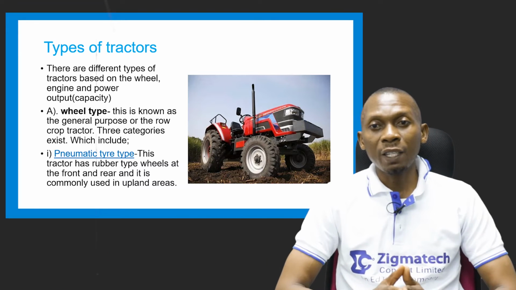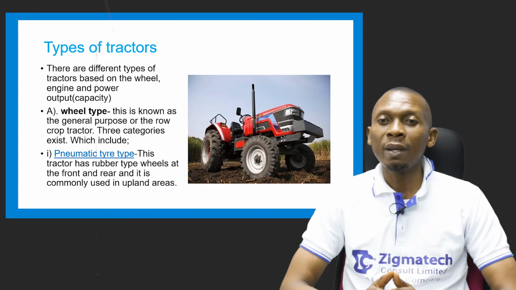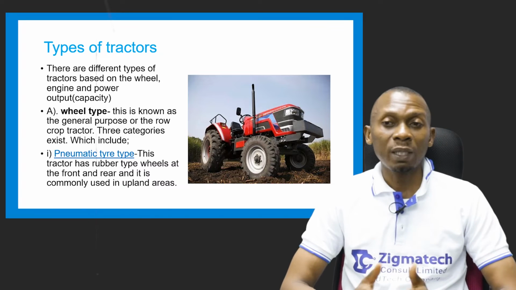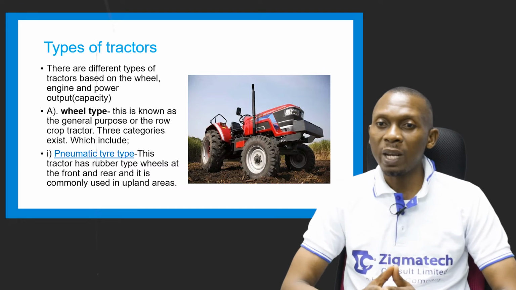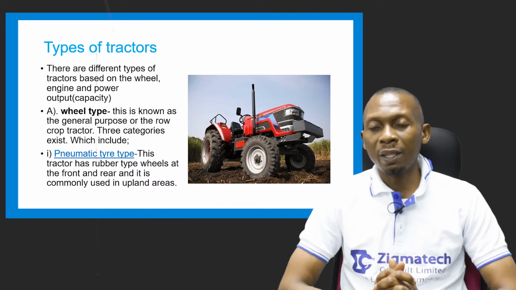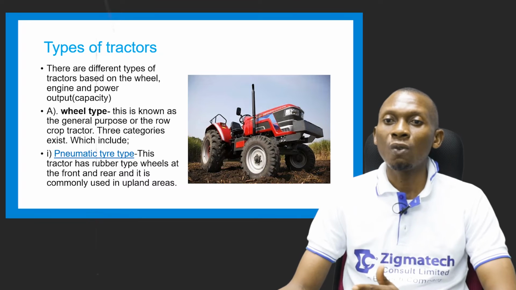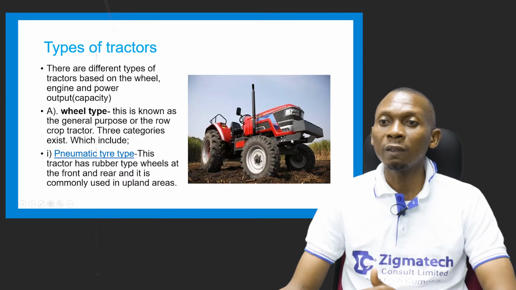Under the wheel type, I said, we have 3 types. We'll start with the first, which is the pneumatic tire type. Now this tractor has rubber type wheels at the front and at the rear, and is used in upland areas. Now take a look at the picture, you can see what I'm talking about. It has rubber tire wheels both at the front, you can see them, and at the rear.